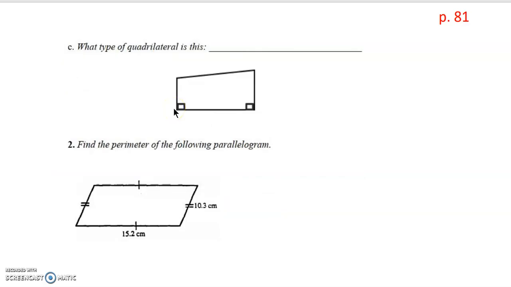For C, they're showing us a right angle in this corner and a right angle in this corner, which means that the lines coming upwards from there are going to be parallel lines. But we can clearly see that the top and bottom are not parallel at all. So this is a trapezoid.